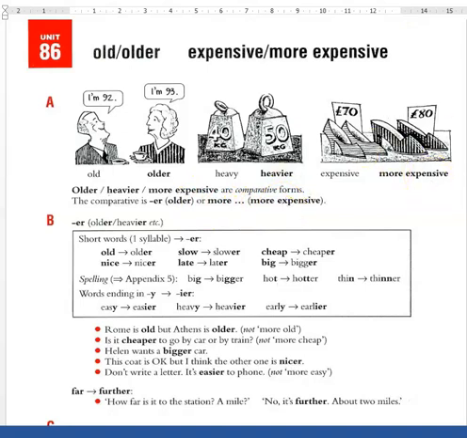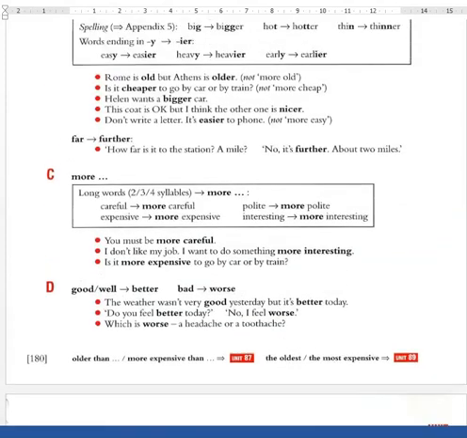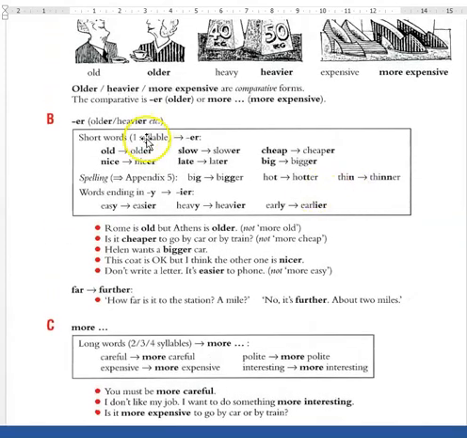So let's look a little bit further down. There we go. Let's look here at B. So plus ER, the first section, older, heavier, etc. So short words, that's words with one syllable, we add ER. So old becomes older. Slow becomes slower. Cheap becomes cheaper. Nice becomes nicer. Late becomes later.